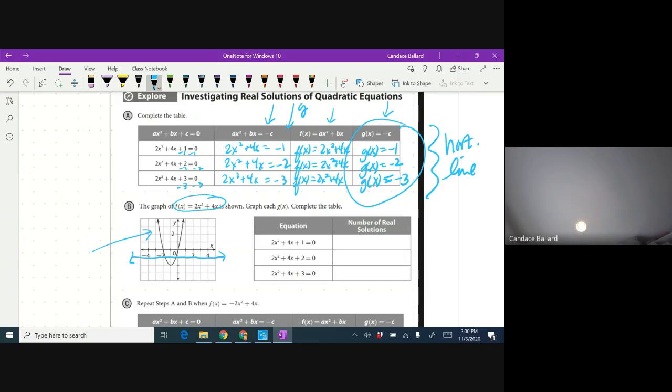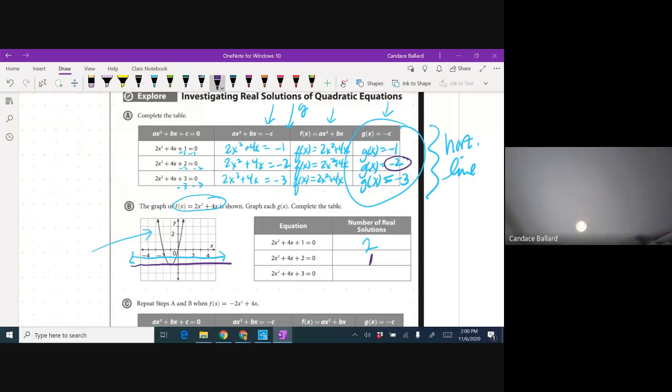I need to hear from you guys in the chat a little bit. How many solutions do we have there? Good job. We've got 2 solutions. Awesome. Let's draw another horizontal line, now at -2. Help me out. How many solutions do I have now? Good job. We have 1.